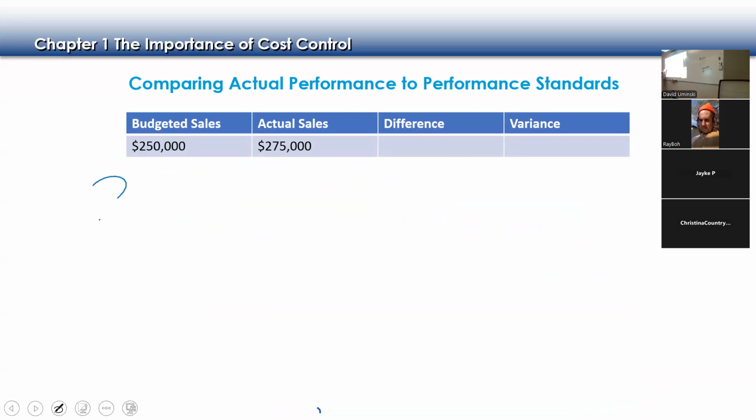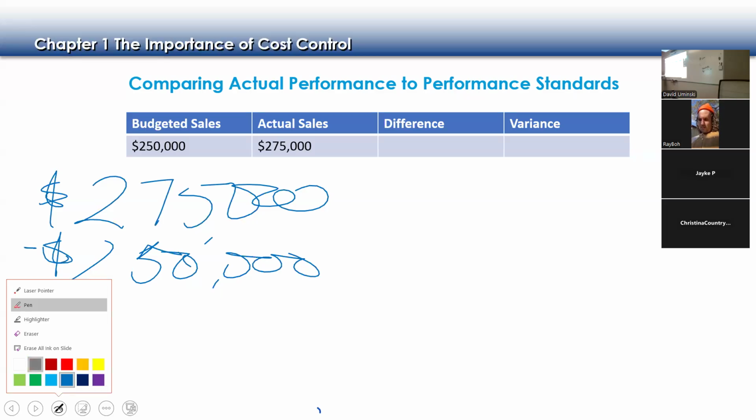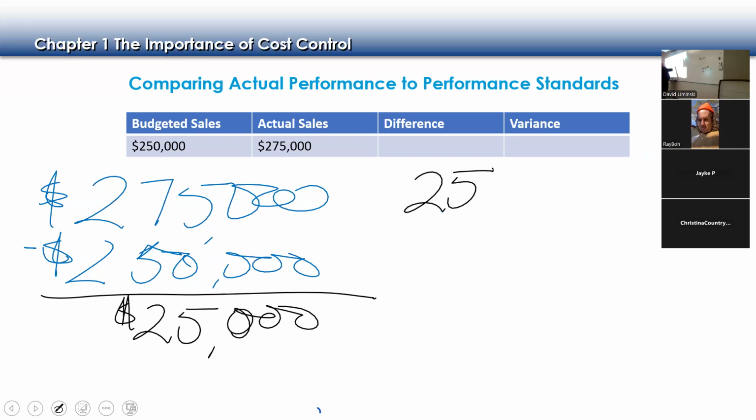So our actual sales of $275,000, we're going to subtract $250,000. And what is our difference? When we subtract that, we get $25,000. In this case, it's a positive number, right? So when we do $25,000, which is our difference, this should say variance percentage. Sorry.